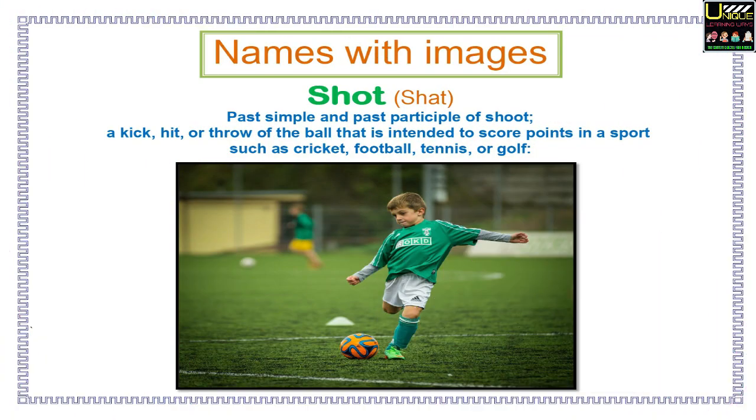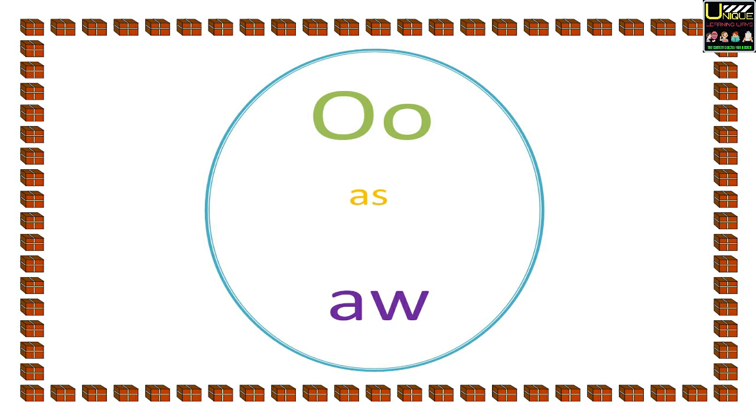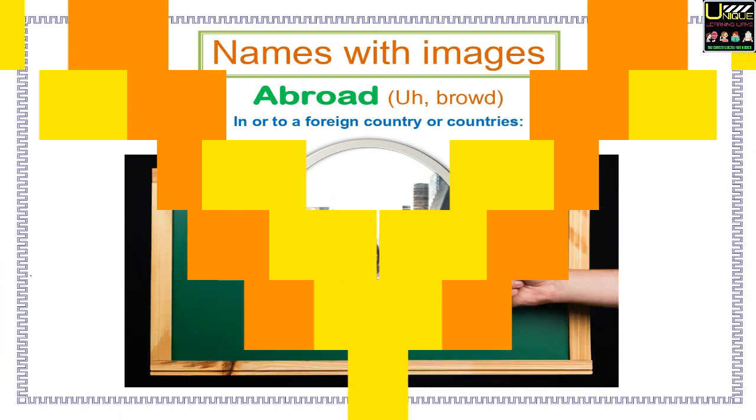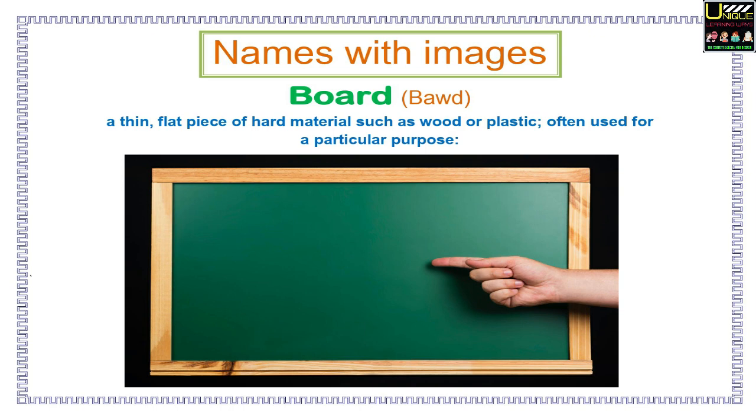Shot: past simple and past participle of shoot. A kick, hit, or throw of the ball that is intended to score points in a sport, such as cricket, football, tennis, or golf. O as O. Names with images. Here I have a word with its pronunciation, explanation, and an image for you. Abroad: in or to a foreign country or countries. Board: a thin flat piece of hard material such as wood or plastic, often used for a particular purpose.